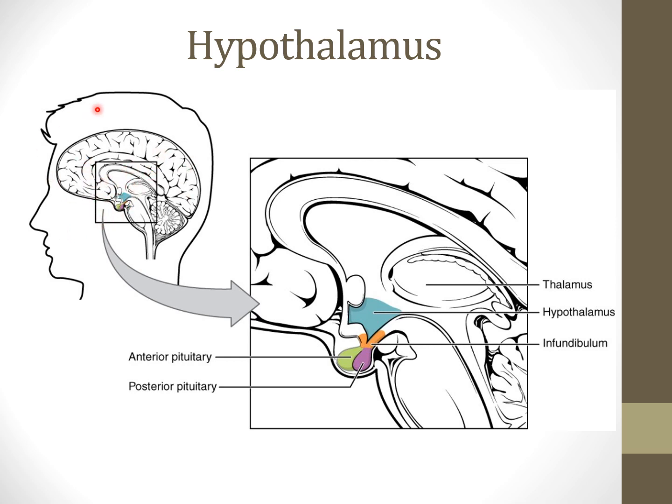Here the section of skull is given, and we have the cerebral cortex, cerebrum, and then the small portion is magnified here. Now look at the structure of thalamus, where exactly the thalamus is located. Just below the thalamus we have the hypothalamus. So what are the anatomical landmarks of hypothalamus?